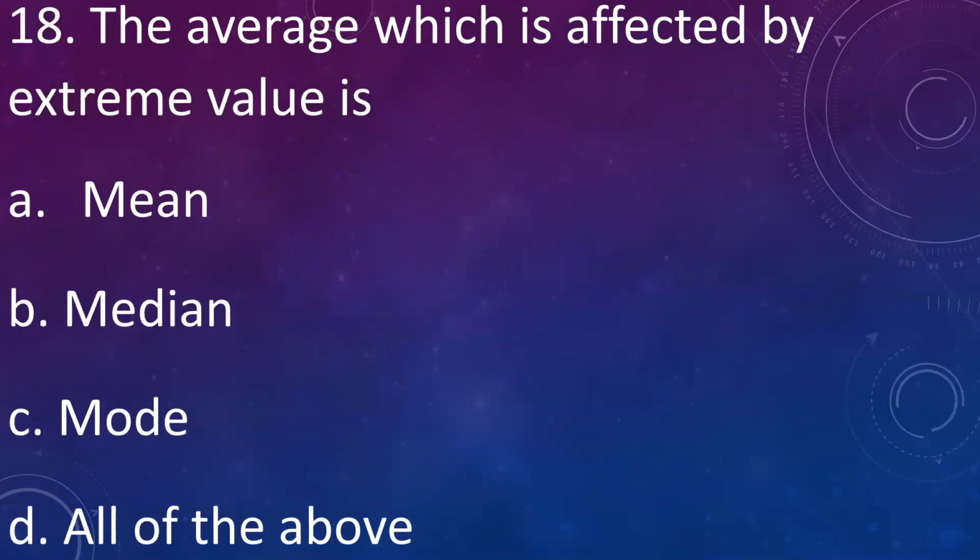The average which is affected by extreme value is A. Mean, B. Median, C. Mode, D. All of the above. Answer is mean. Mean is affected by the extreme values because while calculating mean, we consider each and every value in the data set. And if one value is extreme, that is either very low or very high, then mean will get affected.